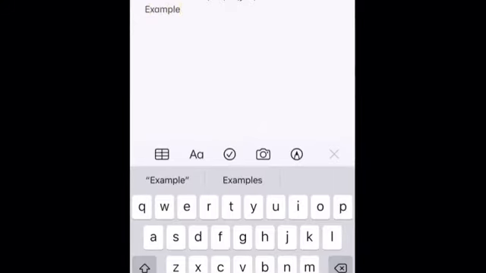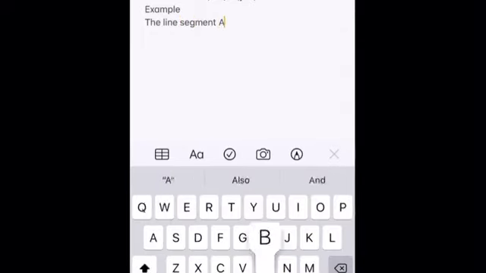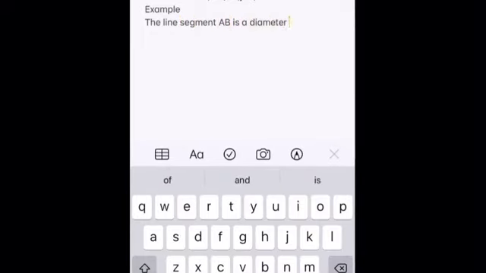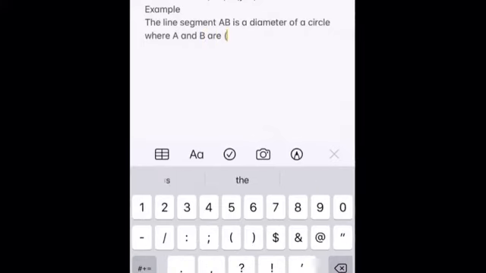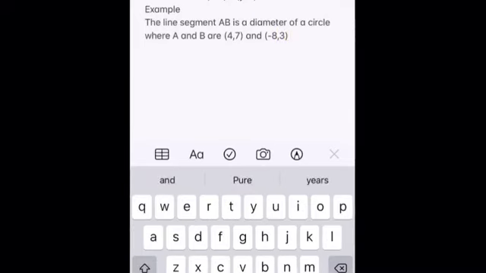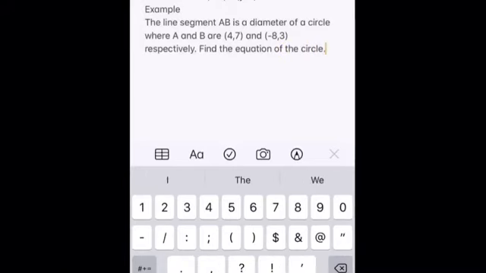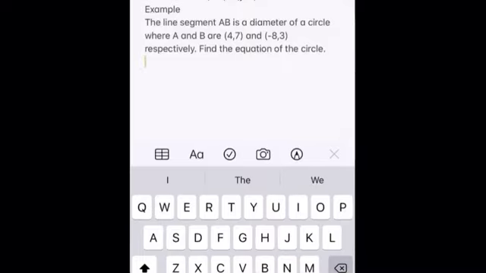Let's take a look at this example, in which the line segment AB is the diameter of a circle where A and B are (4, 7) and (-8, 3) respectively. And it asks us to find the equation of the circle. First of all, we're trying to find the center of the circle and the length of its radius. So we need to know the length of AB, which is the diameter, and we will divide it by 2 to get the length of the radius. And we will find its midpoint to give us the center of the circle.